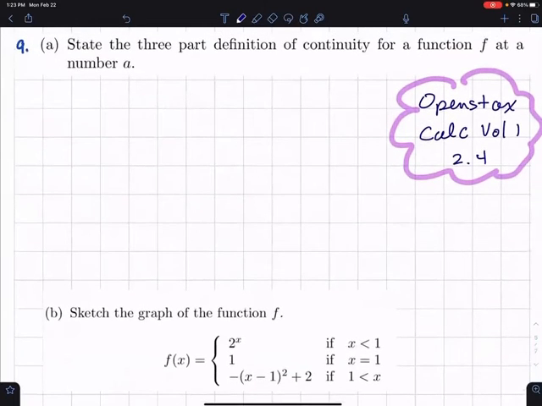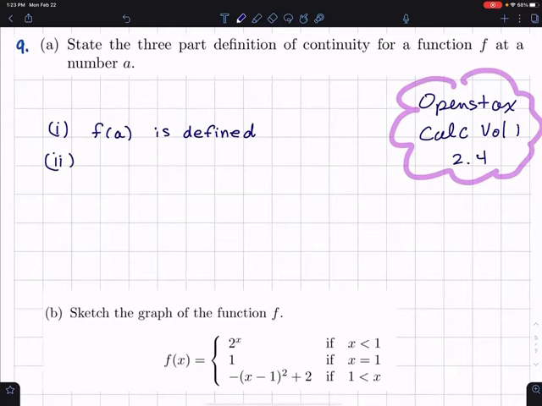Let me zoom in better. So let's go for it. Please feel free to jump in. What's the first thing I can do for the three-part definition? Who will tell me? It has to be defined. f of A is defined. That's the same thing as saying A is in the domain of f. Both are good to write down. What's the next thing?